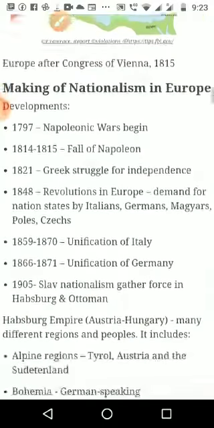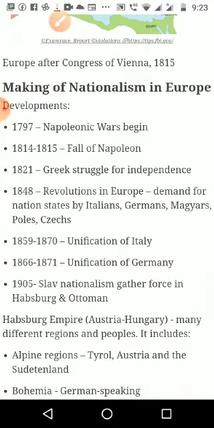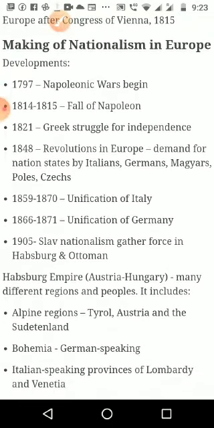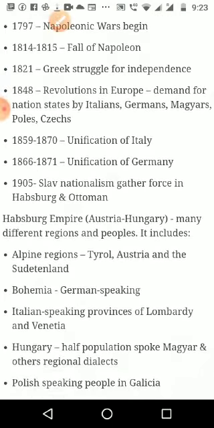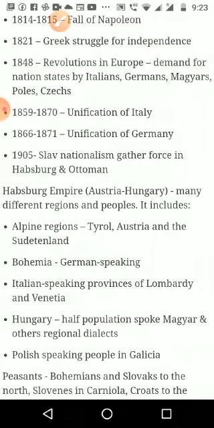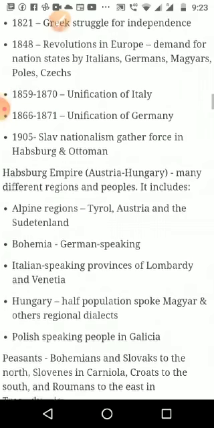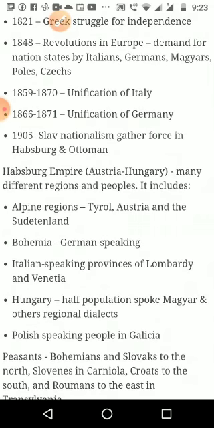Now the making of nationalism in Europe, developments. 1797, the Napoleonic Wars begin. 1814 and 15, the fall of Napoleon. 1820s, struggles for independence. 1848, revolutions in Europe. Demand for nation states by Italians, Germans, Magyars, Poles and Czechs.